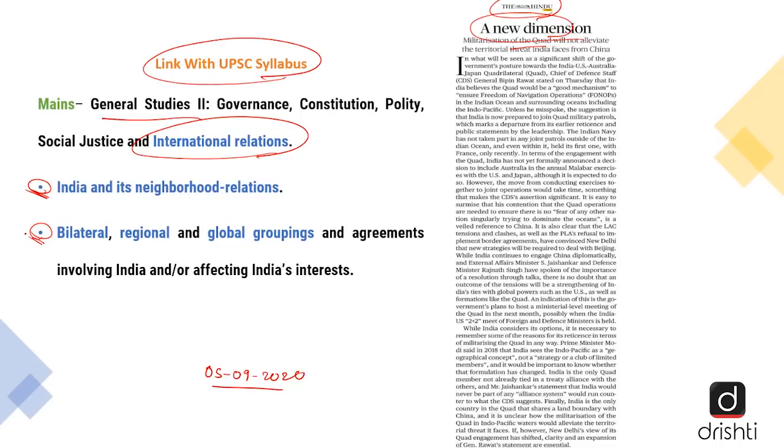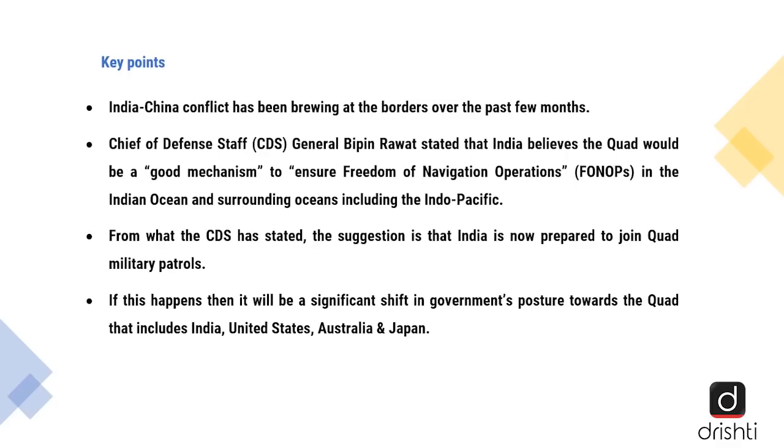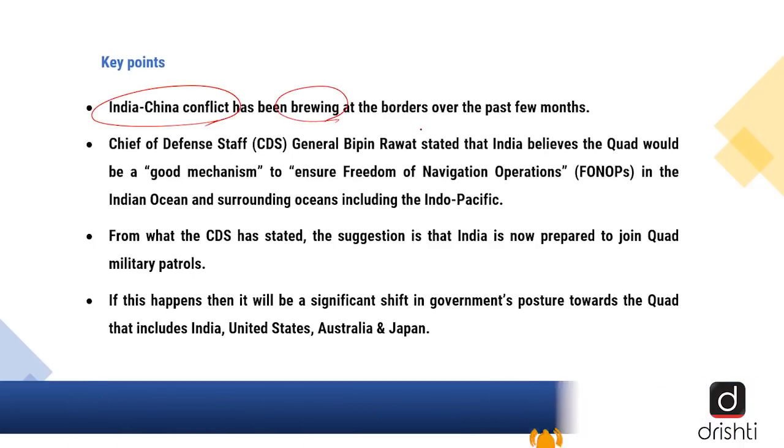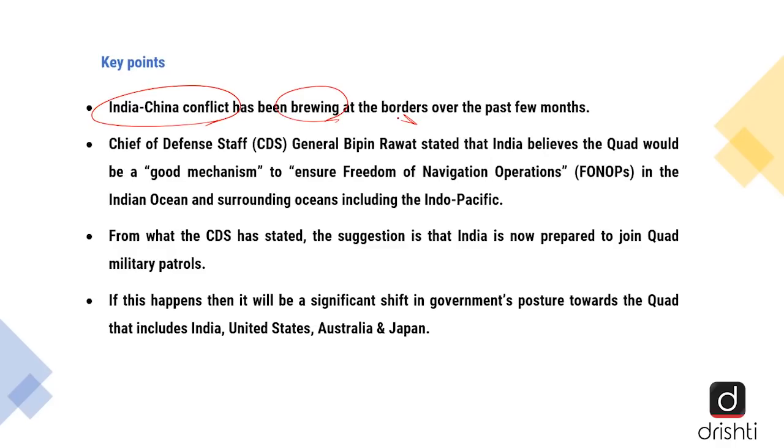Now let us try to understand the key points that are mentioned in the editorial. As you all might be aware, the recent India-China conflict has been brewing at the borders over the past few months. We have lost soldiers on both sides of the border and it is still very tense. Recently the Chief of Defence Staff, General Bipin Rawat, stated that India believes the Quad would be a good mechanism to ensure freedom of navigation operations in the Indian Ocean and surrounding oceans, including the Indo-Pacific.